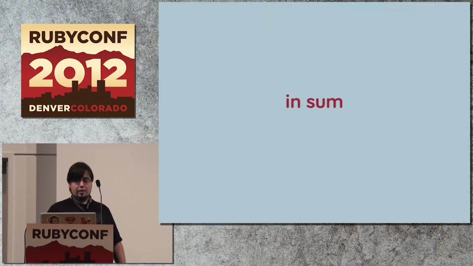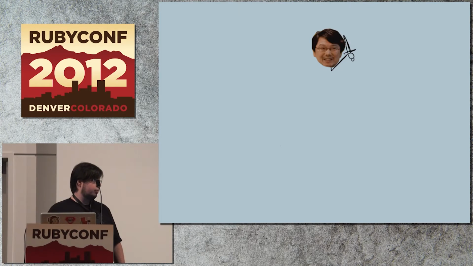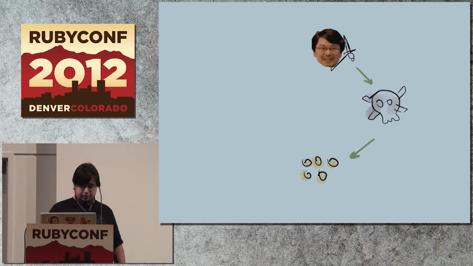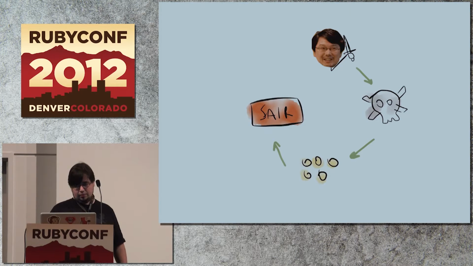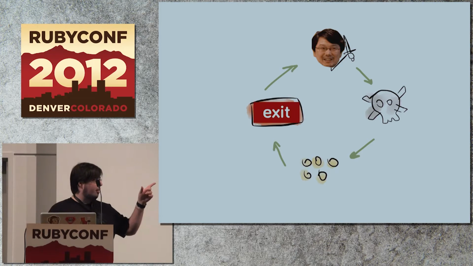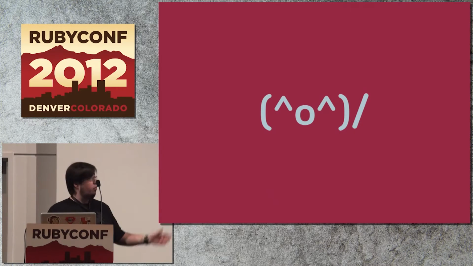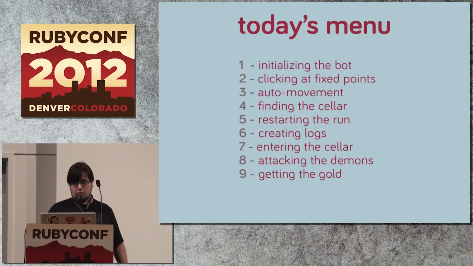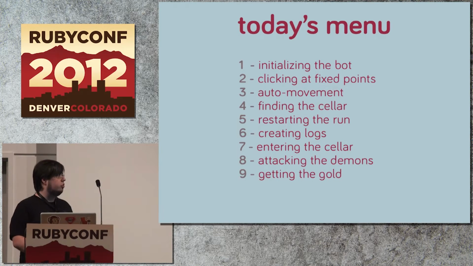So in sum, you have a hero. You kill a monster. You get the gold from the floor. And you exit. Sorry, it's exit, not sair. Sair is exit in Portuguese. And you keep doing that over and over. Really cool.